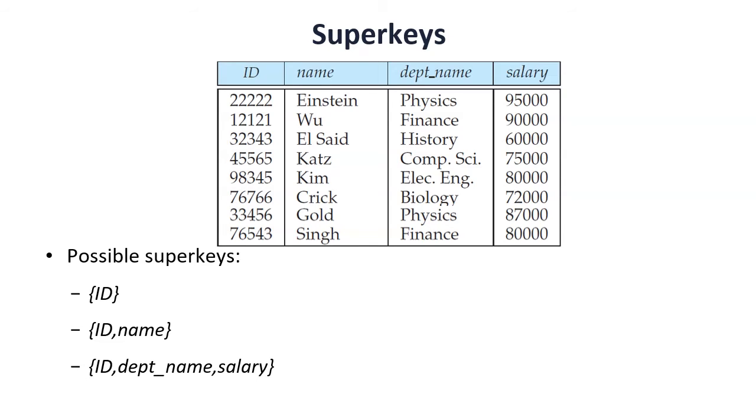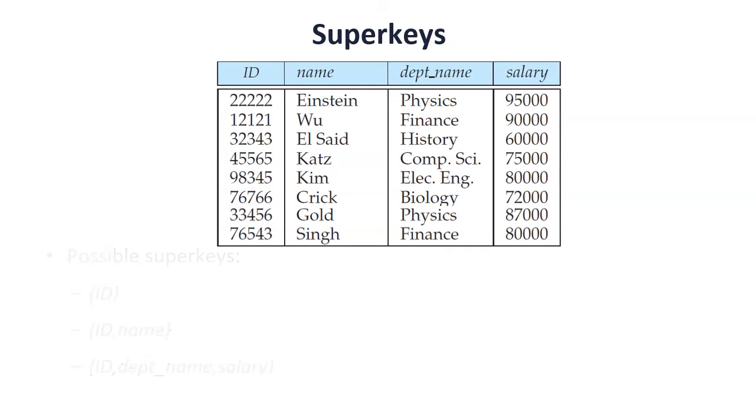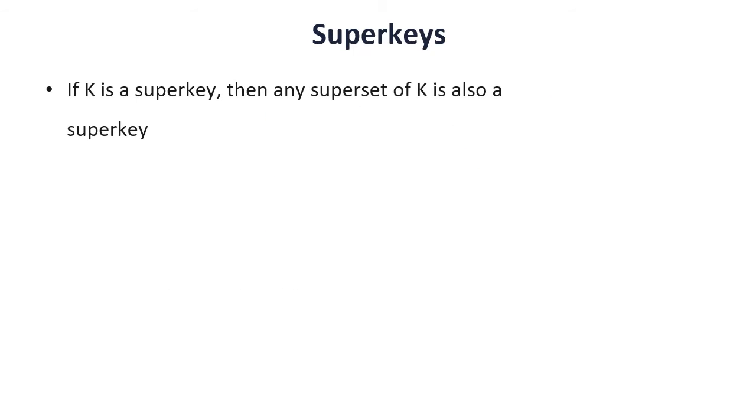And even if we take ID, department name, and salary together, they form a superkey. But if we take something like the name only, we can see it is not a superkey, because name alone is not enough to uniquely identify each row. And if we consider a small theory, if K is a superkey, then any superset of K is also a superkey.